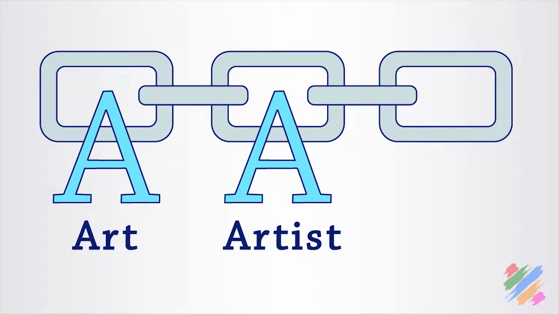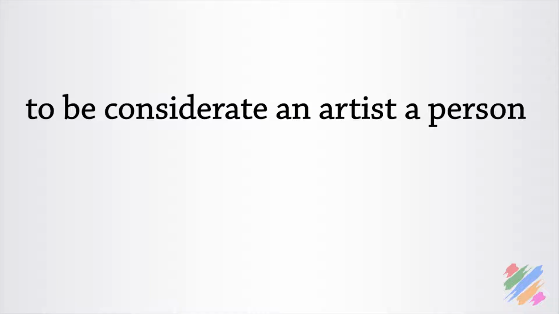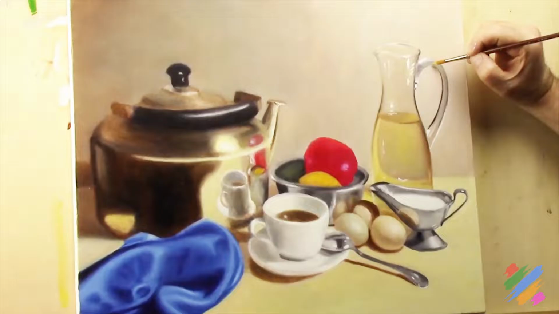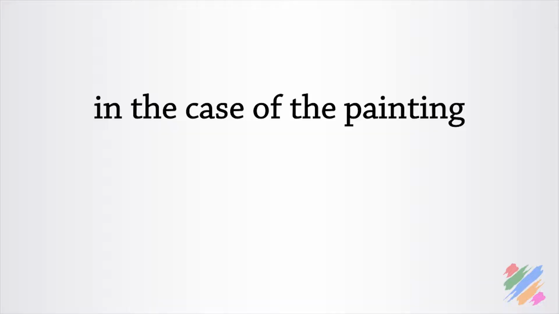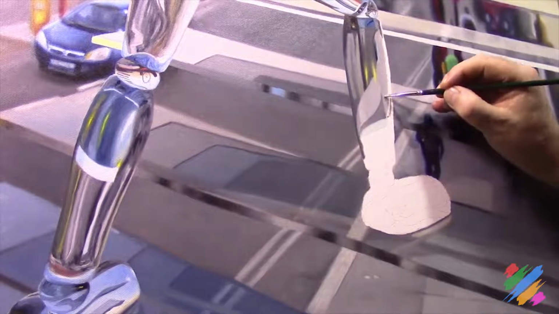We can start by saying that the artist is someone that somehow learns one part of the techniques of a specific type of art and uses them to create artworks. So, to be considered an artist, a person must somehow learn and use those techniques to produce benefits. By creating goods for society, the artist receives his own benefit, like, for example, increasing his wellness. In the case of painting, to be considered an artist, a person must learn one part of the painting techniques and use them to paint pictures.